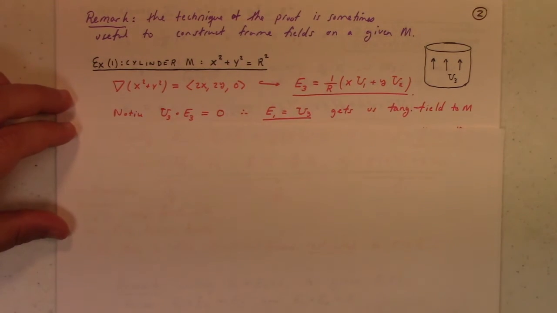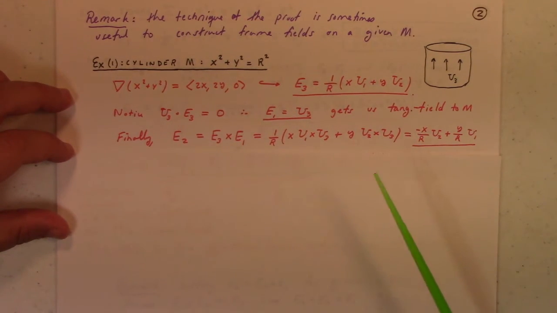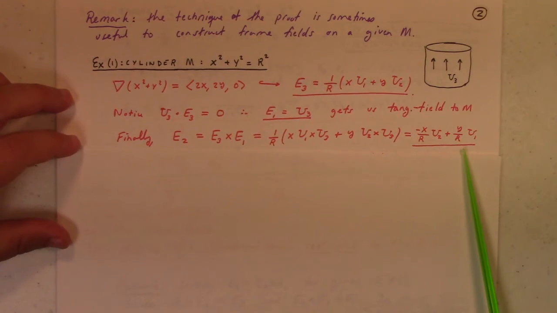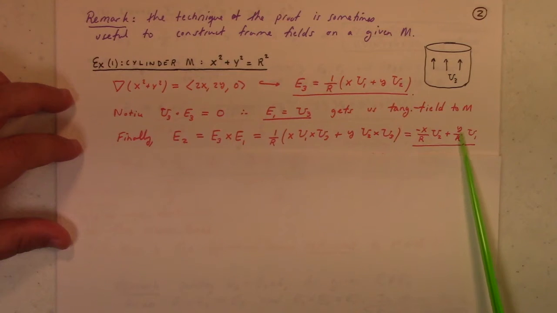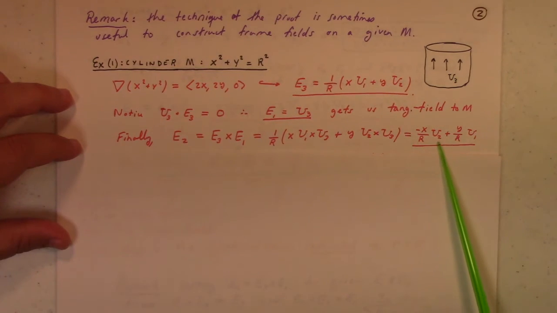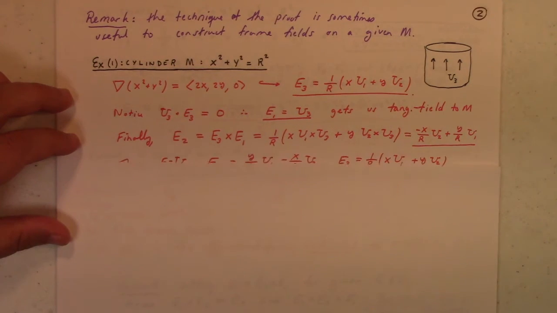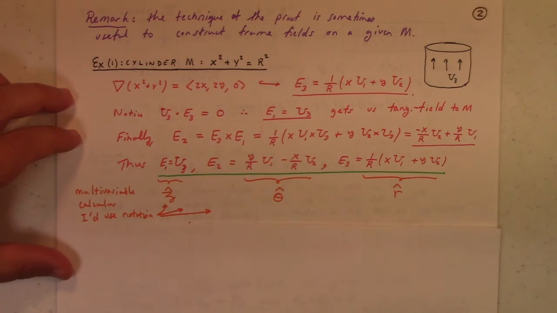And then again, we'll use that technique we just used in the proof, except this time we'll say E2 is E3 cross E1, all right? And it works out to, when you take this cross product, you get minus x over r u2 plus y over r u1. You can recognize that that's sine theta, that's minus cosine theta. In fact, that's exactly what I would call, here's what I would call it in terms of my multivariate name calling.